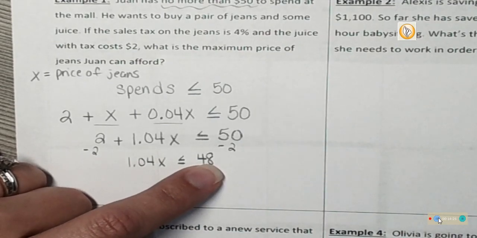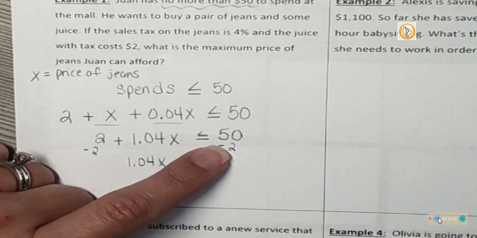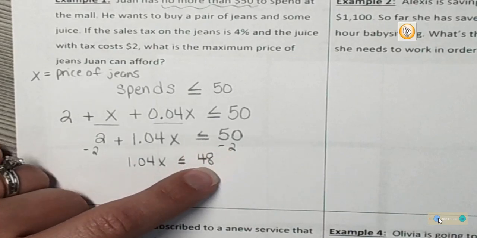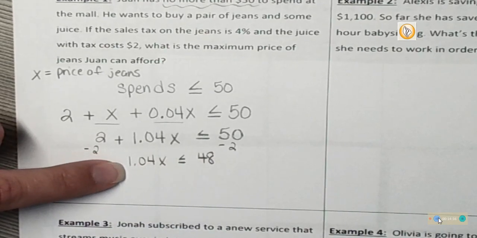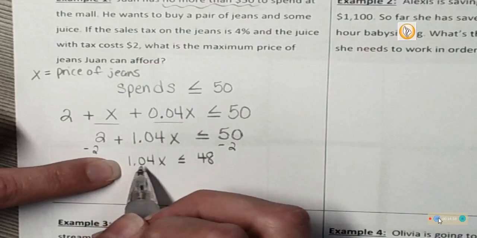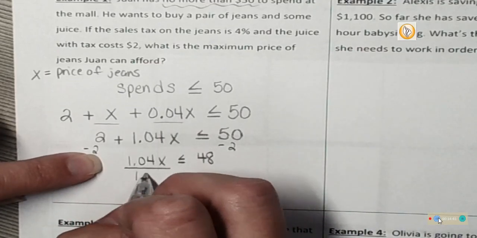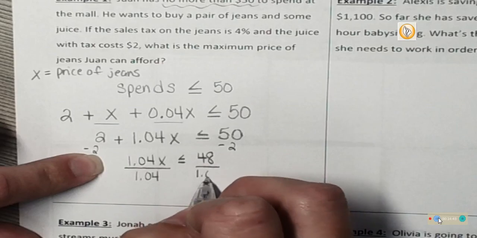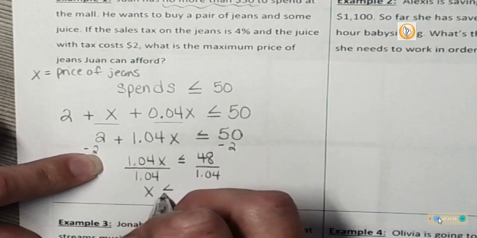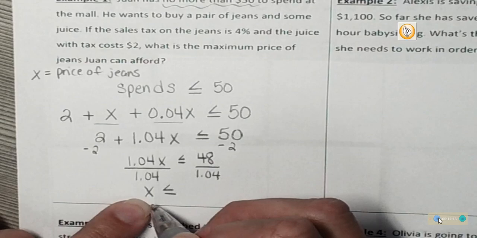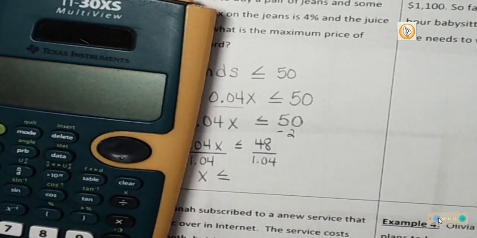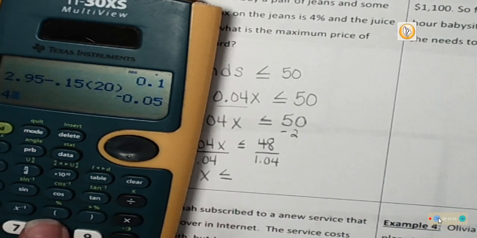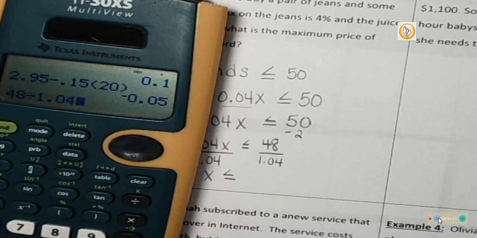If you were in the store, I highly doubt you're going to grab a piece of paper and do some algebra. You're going to get your head, you're going to go 50, take away the 2, that gives me 48 extra dollars I still got to spend. Now, how do I undo times 1.04? I'm going to divide by 1.04. Now, I'm dividing by a positive, so I do not mess with the sign. His X, which is the price of his jeans, has to stay less than or equal to 48 divided by 1.04.